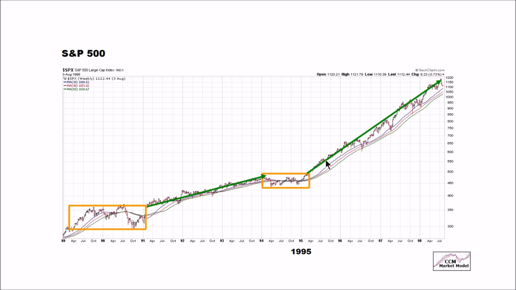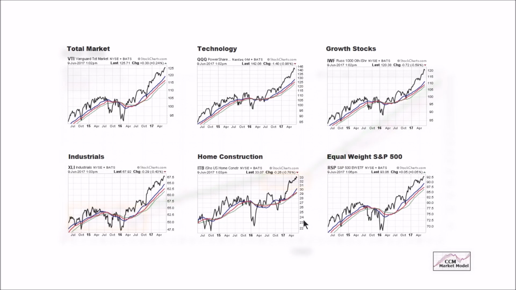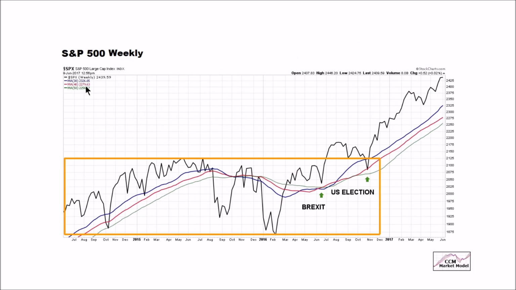If we look at this chart here, it's pretty easy to see the path of least resistance is up. Given what we know on June 9th, every single one of these charts, the path of least resistance remains up. The same can be said for the long-term outlook for the S&P 500.